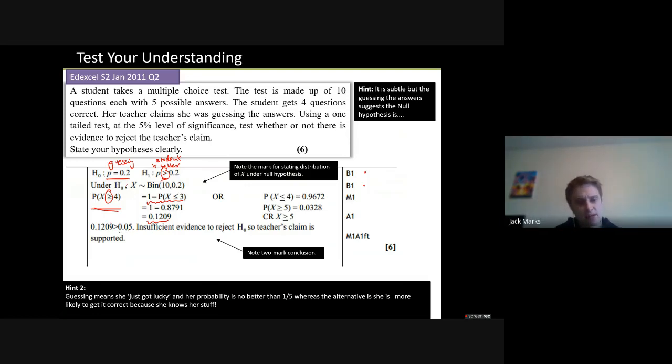So when we have these situations, we accept the null hypothesis. Okay. Insufficient evidence to reject. In other words, we accept. That's what that means.